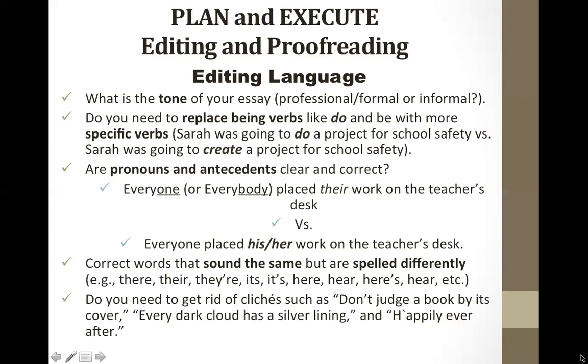Also, get rid of clichés like don't judge a book by its cover, or every dark cloud has a silver lining, or happily ever after. Sorry about that. I need to take that out.